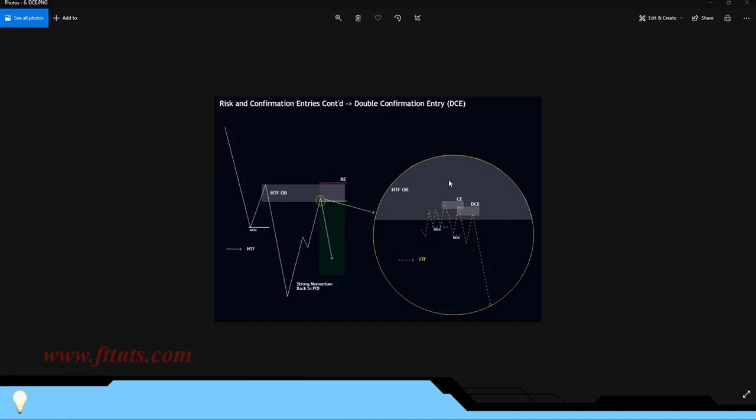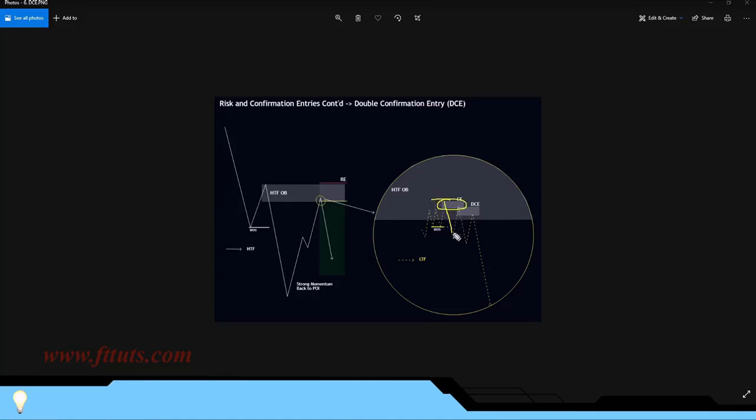However, we can also use it as an entry, right? So if, for example, we don't enter on risk entries and we look at confirmation entries, but for XYZ reason we missed on the confirmation entry, or we wanted more information, more confirmation to enter this trade, we can look at the double confirmation. So just like the confirmation entry, we wait for a break of structure, breaking your previous lows to create this new fractal order block.